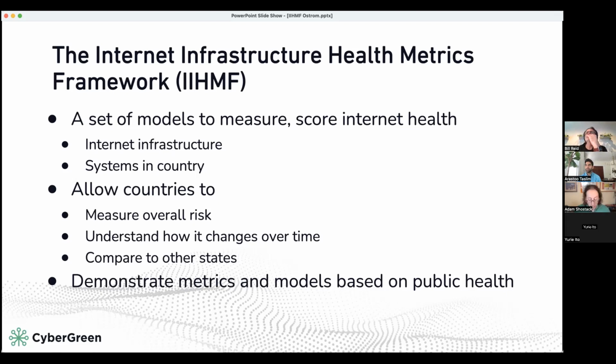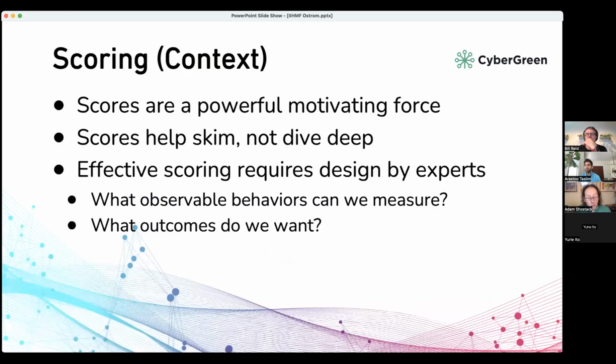other metaphors can. And so we do a lot of scoring, and we plan to do a lot more. And our reasoning is that scores are a powerful motivating force. When you give someone a score, they respond to it. When you give them a grade, they respond. And scores are also really helpful when people are skimming rather than deep diving.